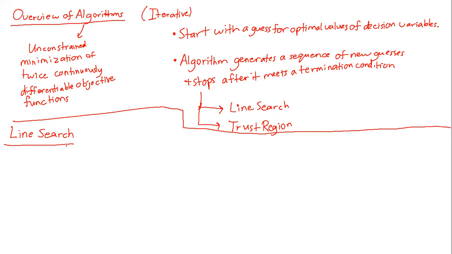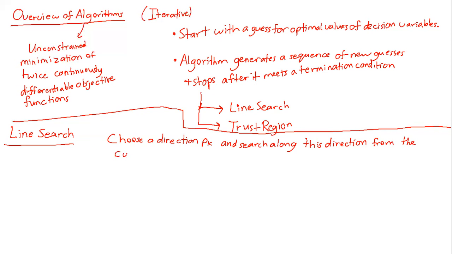So in the line search method, the optimization algorithm is going to choose a direction, which we'll call here pk, and search along that direction from the current iterate or guess xk to a new iterate with a lower value of the objective function. I'm just copying this from the book for a second, we can talk about it.